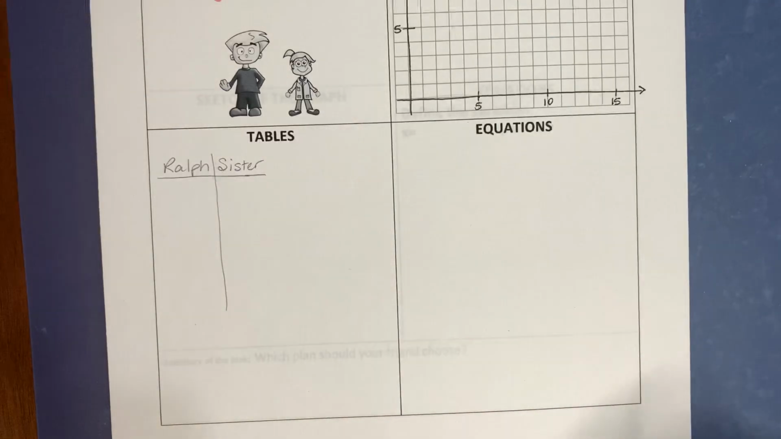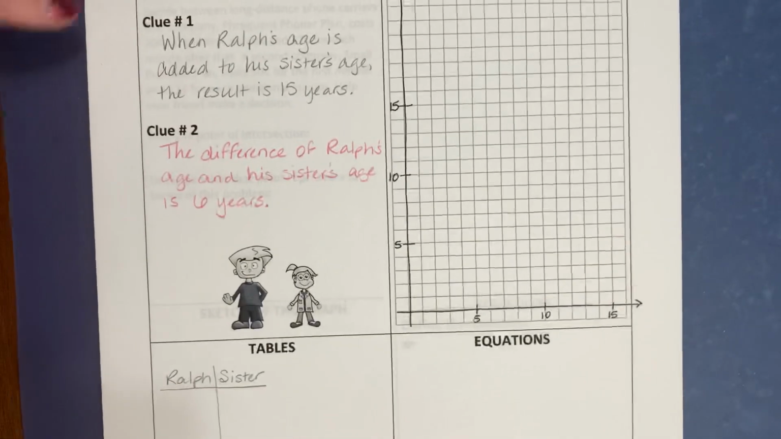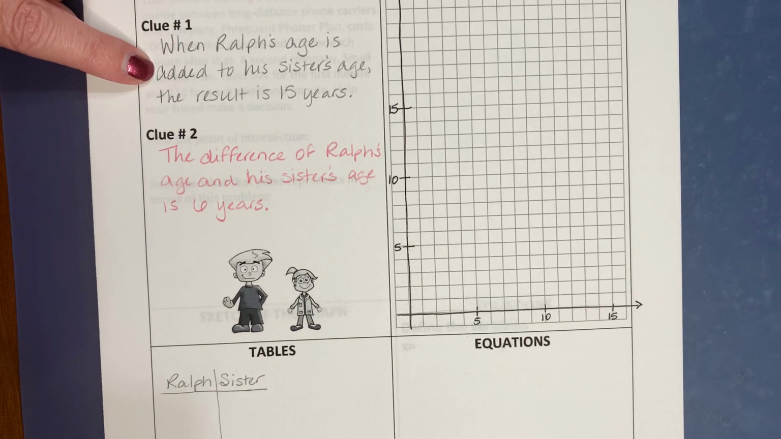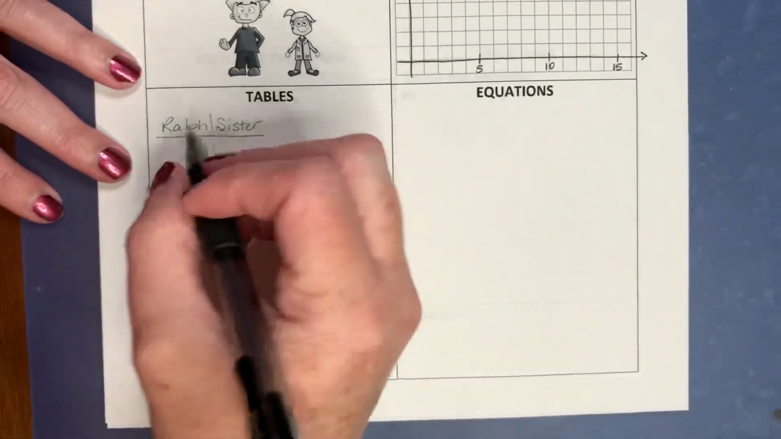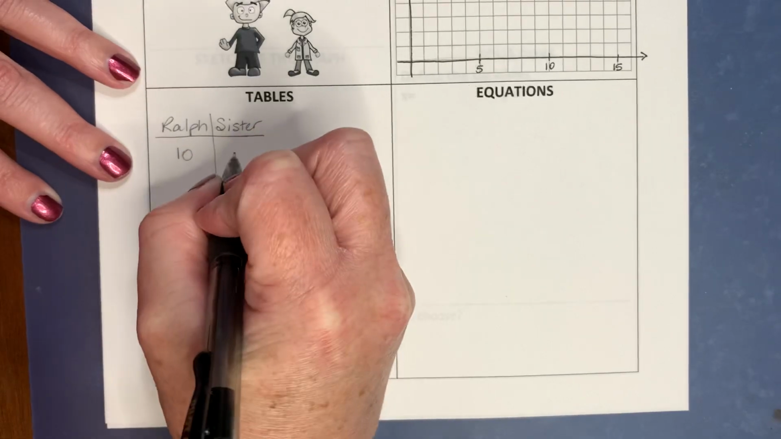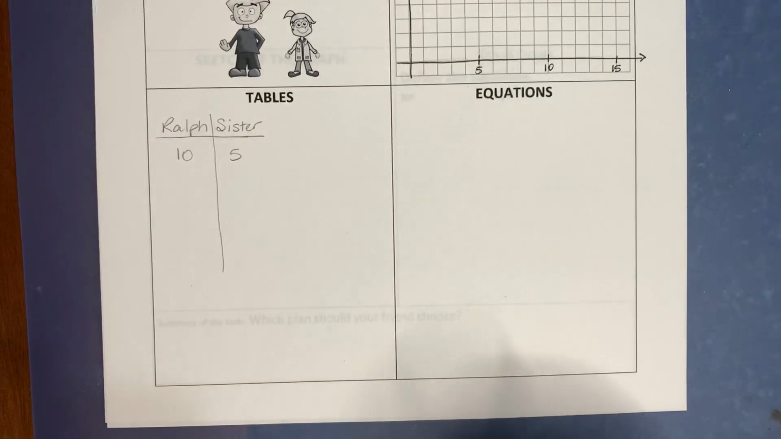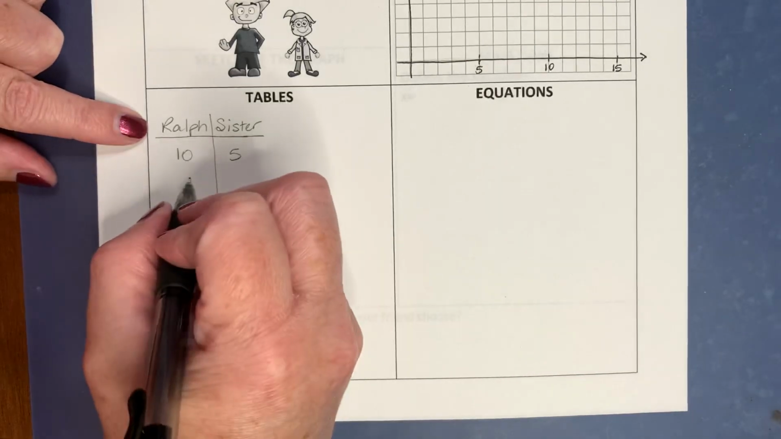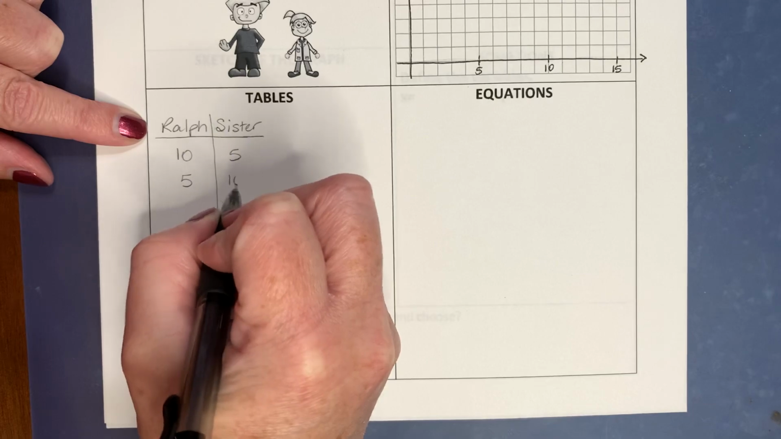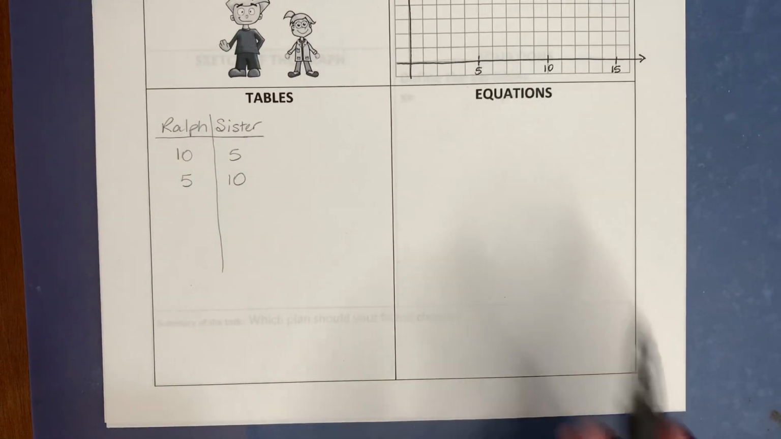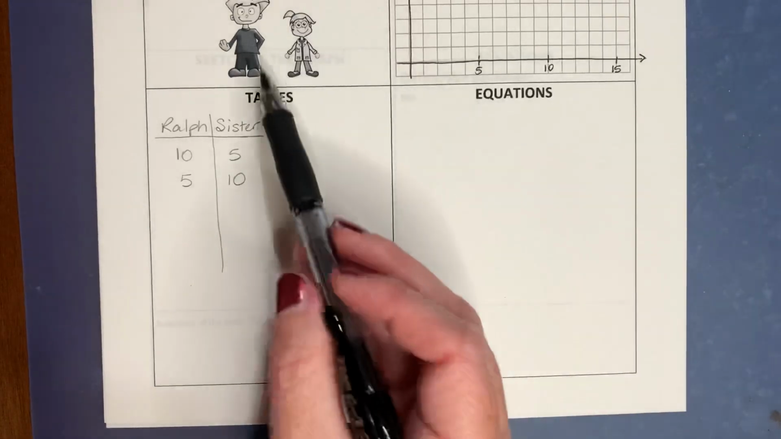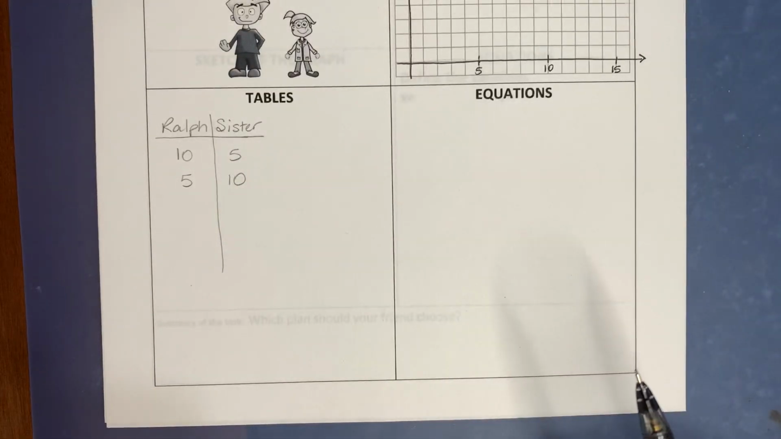Now, what do we know? We know that together, when I add their ages, I'm going to get 15. Meaning this, if Ralph is 10, then his sister's got to be 5, because if I add them together, I'm going to get 15. Conversely, maybe Ralph is 5 and his sister is 10. At this point, we don't know who's older. We have an idea maybe because of the contextual clues on our picture here, but we don't know from the clue itself. What else could it be?